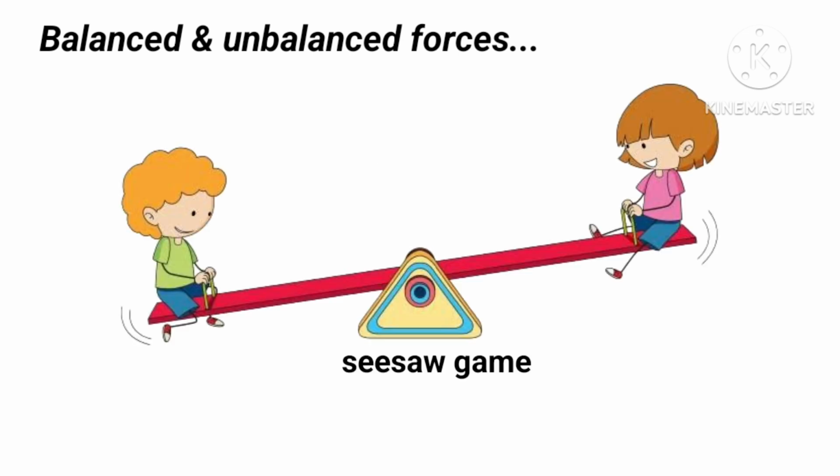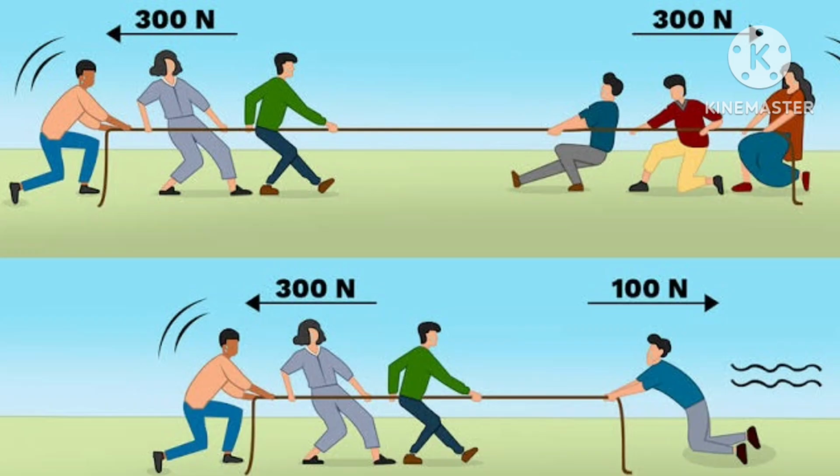Here in the seesaw game, what we see is the seesaw is not balanced. It is all set to move up or down. This is the case of an unbalanced force. Here is one more example of balanced or unbalanced force.